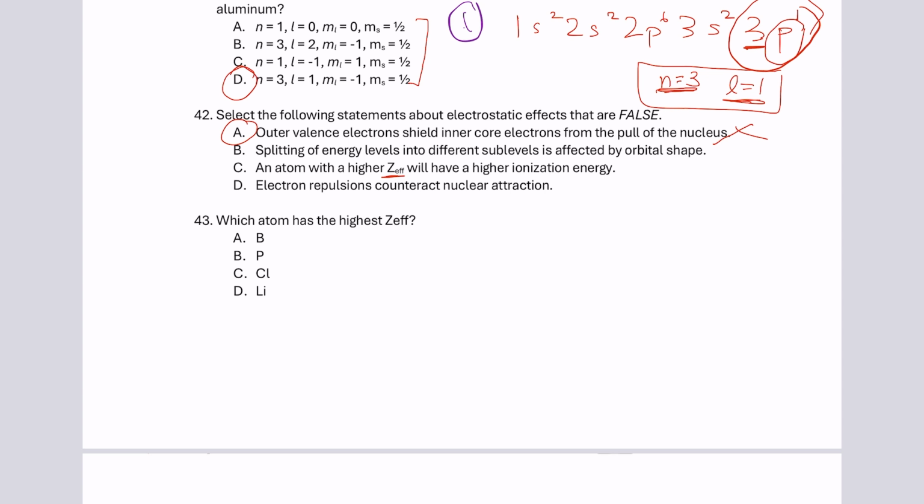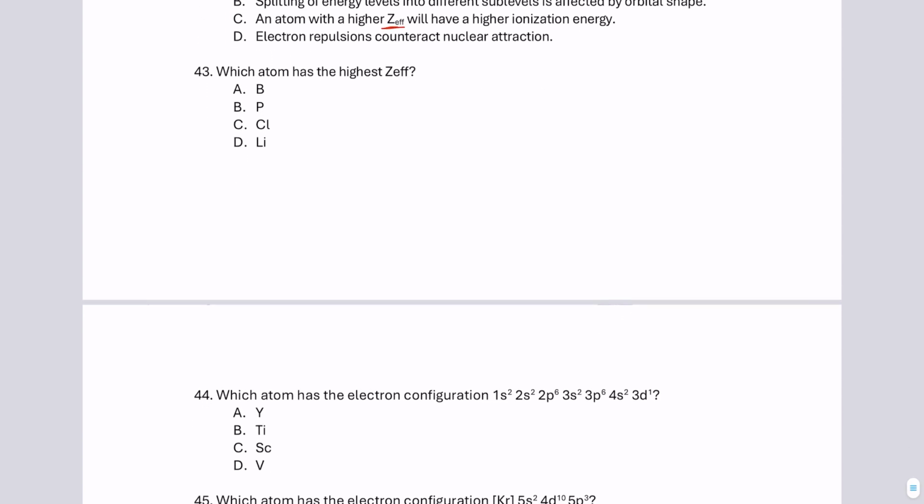Finally, D says electron repulsions counteract nuclear attraction. And this statement is true because electrons repel each other due to their negative charges. So as more electrons are added to an atom, they increase electron repulsions, which push them further apart, and it reduces the net pull from the nucleus. However, this repulsion is usually weaker than the attraction from protons, which is why the overall structure of the atom remains stable. With that, we move on to problem 43. Problem 43 says, which atom has the highest effective nuclear charge?